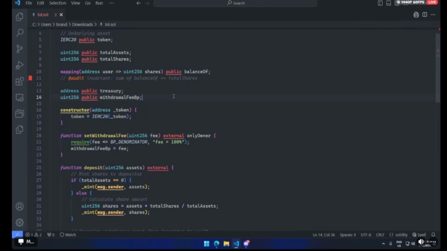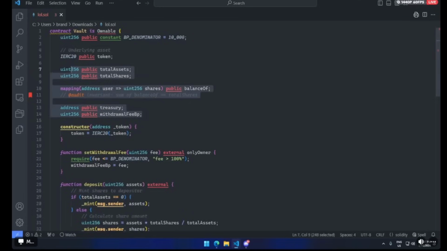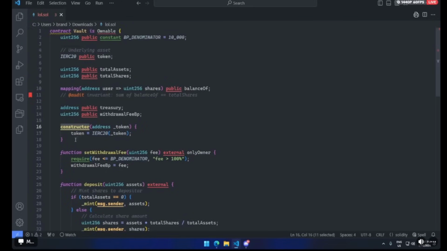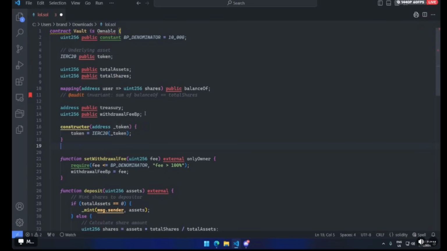But usually there isn't. So now that we have an idea of what all the state variables do, we can now look at the constructor. This constructor is very boring. It doesn't do anything except set token. But what I like to do is I look at the constructor and I look at all the state variables.